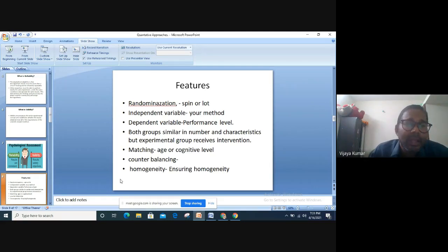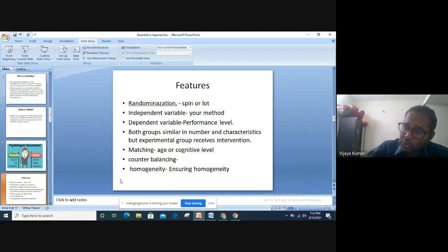Secondly, there should be a dependent and independent variable, which we discussed earlier. And then there is another important terminology called matching based on age. For example, the mean age of group A cannot be 18.5 and the mean age of group B 19. So there is a 0.5 difference in age. Naturally, students in the higher age group will have a higher level of cognition. So there is no matching. The design is flawed. So there is no counterbalancing.